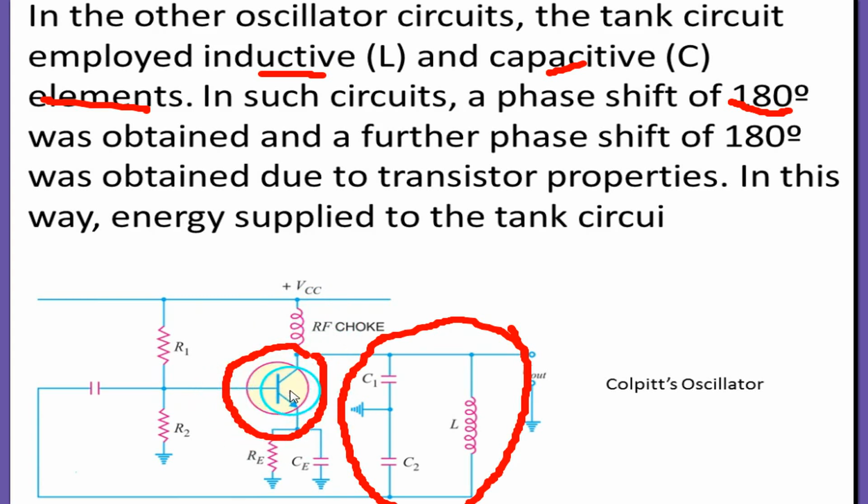The transistor here acts as an amplifier. It also produces a phase shift of 180 degrees. So 180 degrees by the transistor, 180 degrees by the tuned circuit, the total phase shift becomes 360 and is applied back to the base. So this is the basic requirement, and the energy comes back in phase with the input. The oscillation which will be produced now will be undamped.